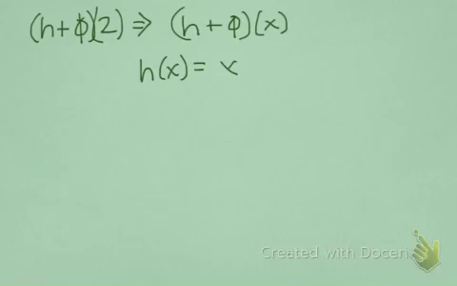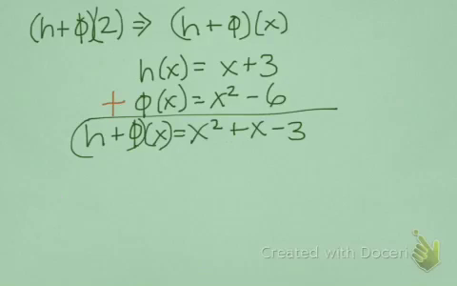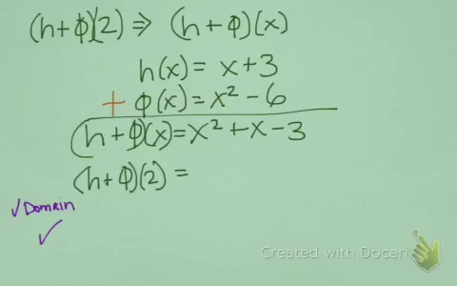So we're going to do h of x is x plus 3, phi of x is x squared minus 6. We're going to add those two together. We get x squared plus x minus 3. And now we're going to put in 2. So h plus phi of 2, check the domain.